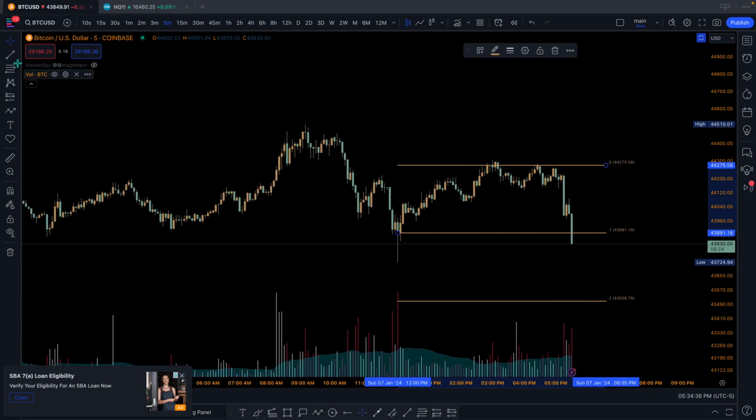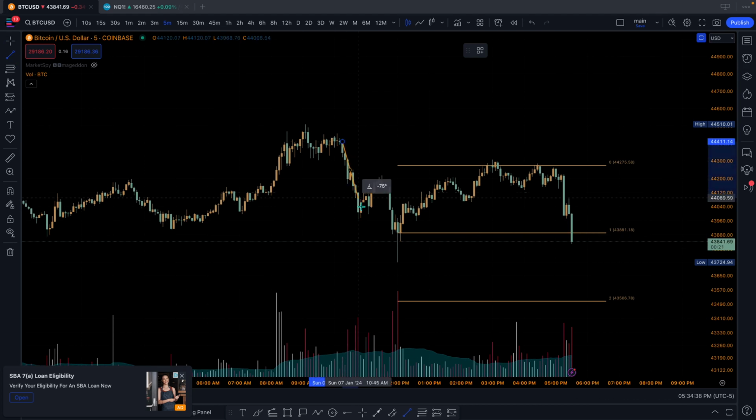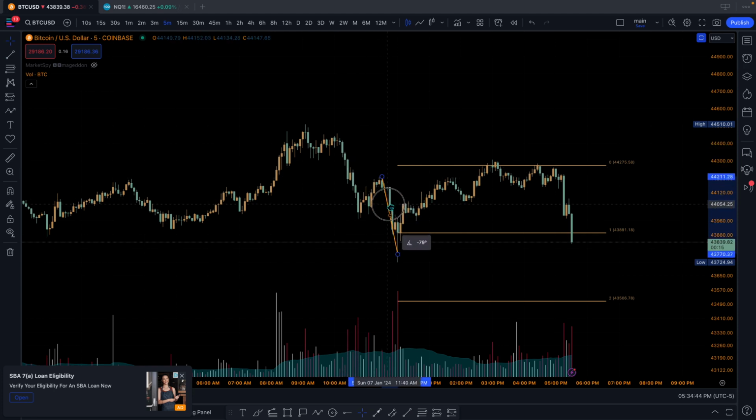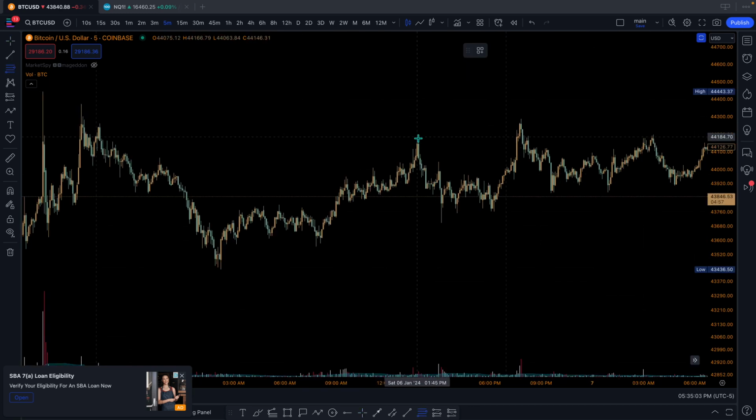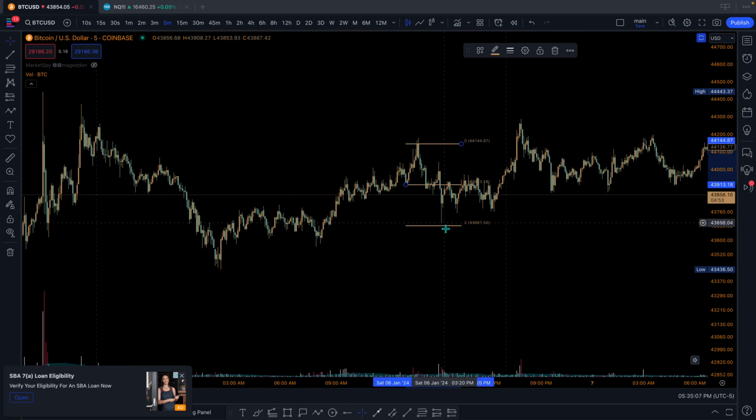So let's see if we can find another one. L1, this impulse leg, grab it, drag it to the top of there, and look at it. Leg 1 equals leg 2. Pretty neat, huh? You're going to start seeing these everywhere. Here's your eyes, here's a V. Got front run a little bit.